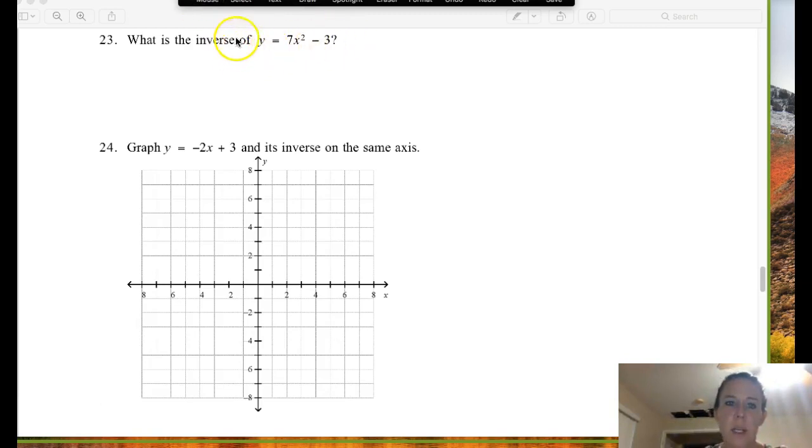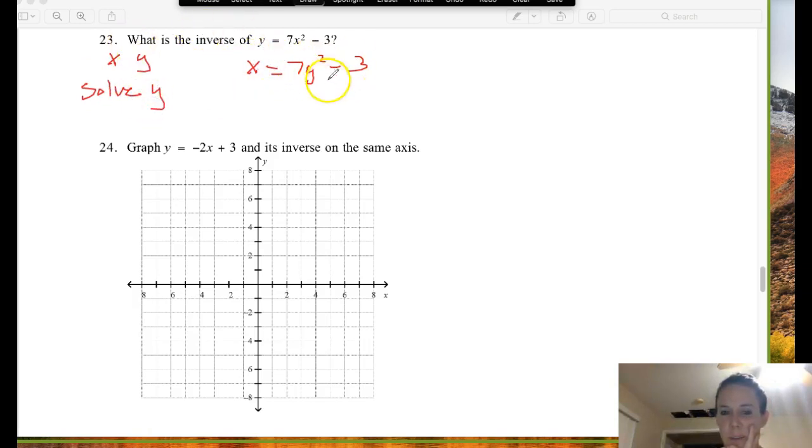What's the inverse of this? Whether you have a big mess of something or whatever it might be, you just do the simple form: exchange the x and y and solve for y. If this says f of x instead of y, just make it be y for a minute. So your job is to change the x and y out. So we're going to go x equals 7y squared minus 3. So change x and y, then solve for y. And that's how we find our inverse.